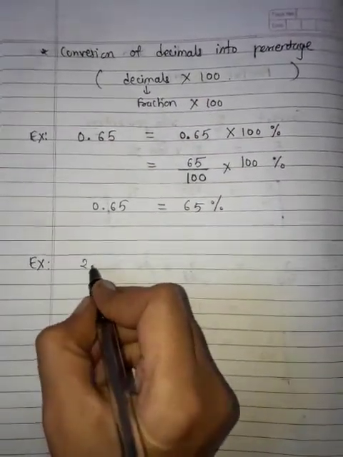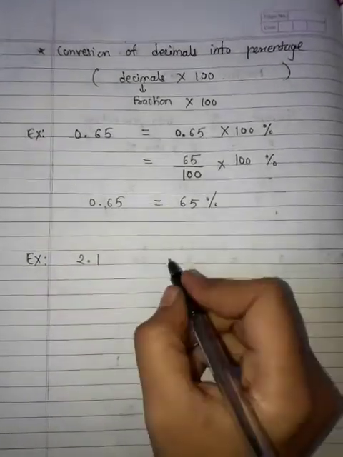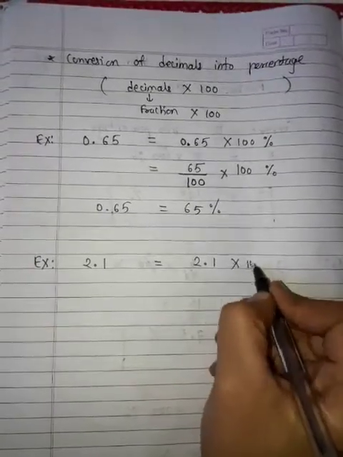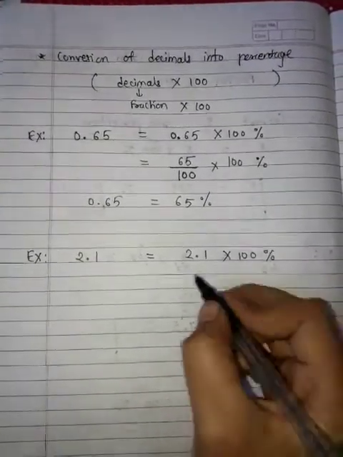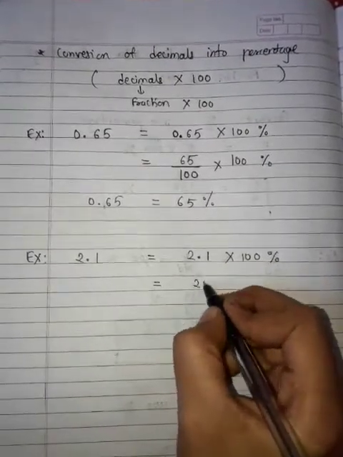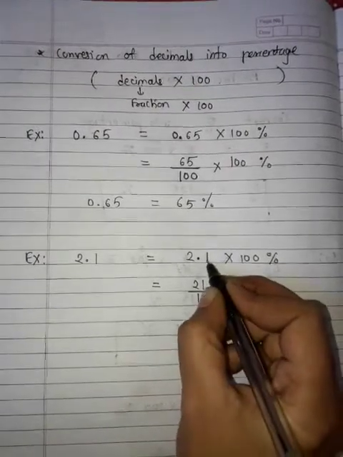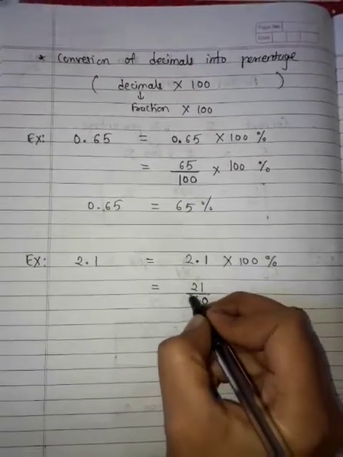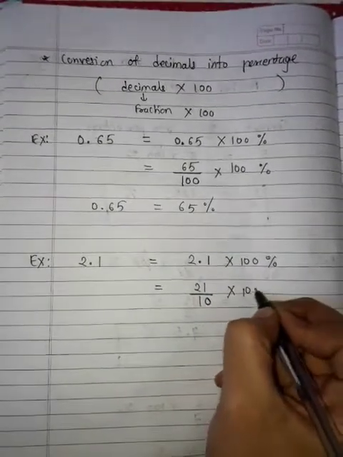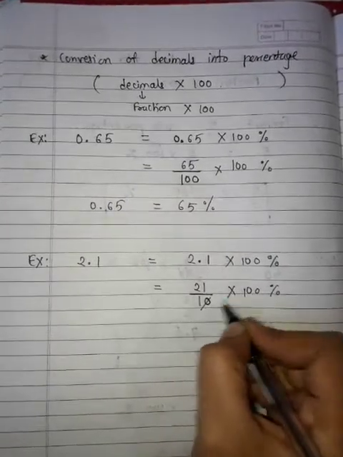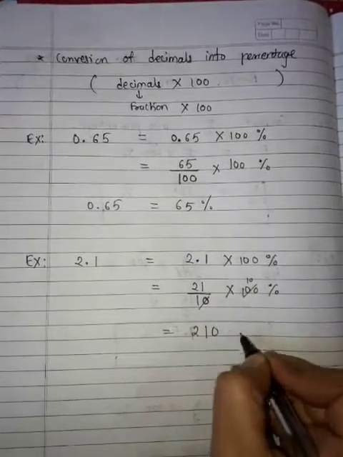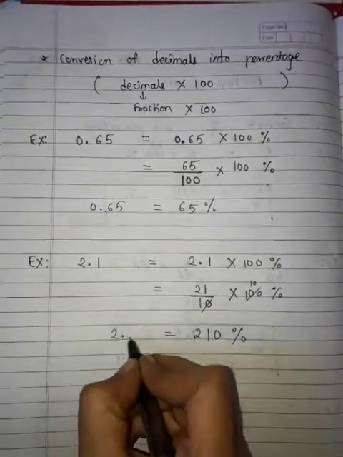Now see, convert this decimal 2.1 into percentage. While converting a decimal into a percentage, we first multiply the decimal number by 100. Now after that write the decimal number in terms of a fraction. So 2.1 means 21 by 10. There is one decimal place, so here we have to write 1 zero. 2.1 means 21 upon 10, multiplied by 100. Now calculate: 10 ones are 10, 10 tens are 100. 10 into 21 gives you 210%. So 2.1 is nothing but 210%.